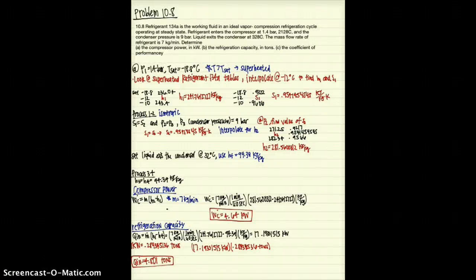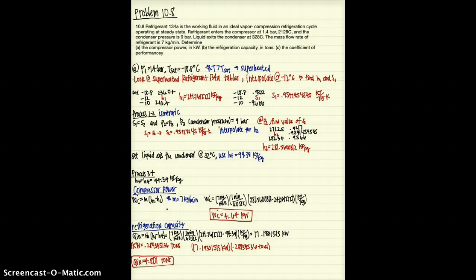Problem 10.8 says refrigerant 134A is the working fluid in the ideal vapor compression refrigeration cycle, which is operating at steady state. We are asked to determine the compressor power, refrigeration capacity, and the coefficient of performance. We know the refrigerant enters the compressor at 1.4 bar, negative 12 degrees Celsius, and the condenser pressure is equal to 9 bar. Also, we know the liquid exits the condenser at 32 degrees Celsius, and the mass flow rate of the refrigerant is equal to 7 kilograms per minute.